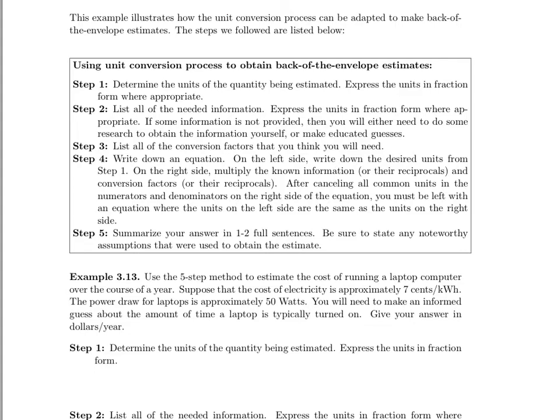The last example illustrates how the unit conversion process can be adapted to make back-of-the-envelope estimates. The box on this page summarizes the 5-step process that we use to obtain our estimate. We're going to again use this process in our next example.